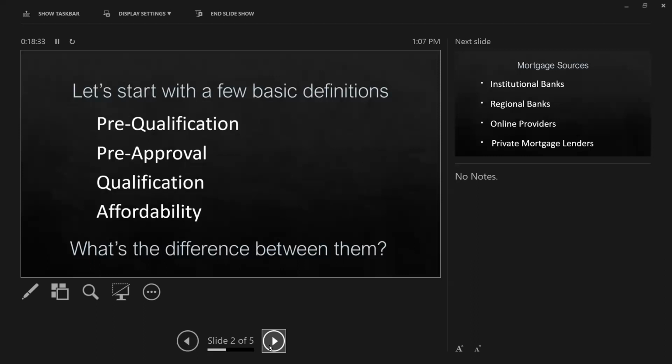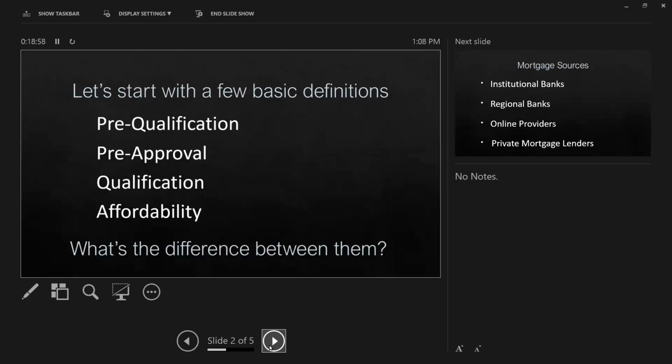But what's important to understand is the difference is very significant in your conversations with prospective buyers and as a sales agent. I'll get back to that after we go over the next two: qualification and affordability.